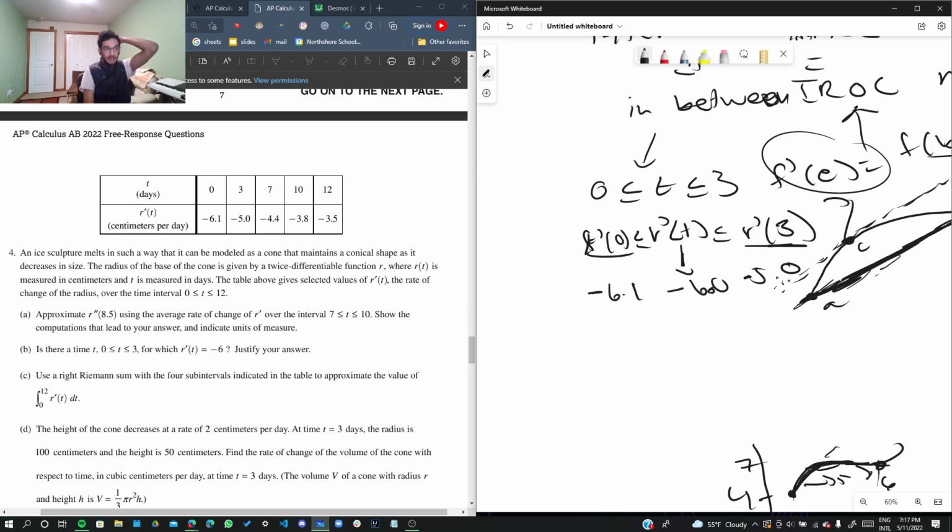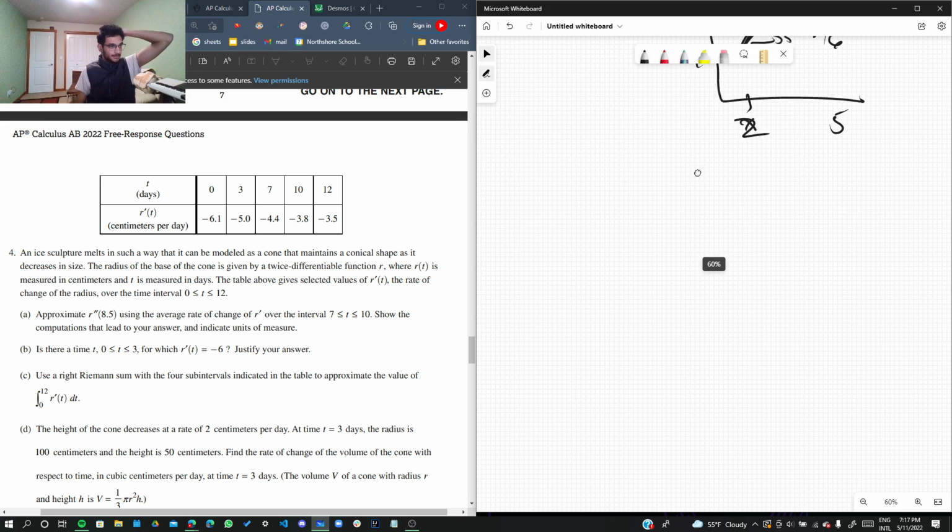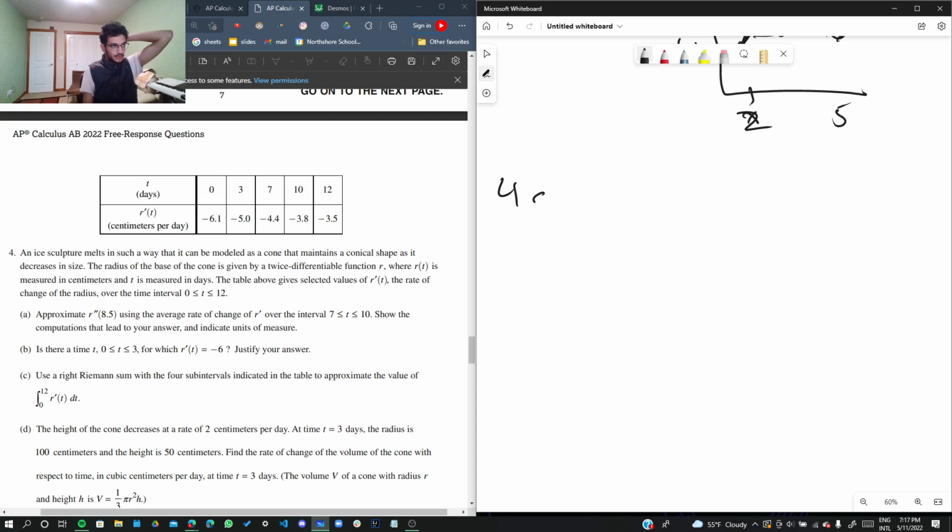So that's why we're going to use the intermediate value theorem to show that negative 6.0 is in between negative 6.1 and negative 5.0 from time 0 to 3. So therefore, this is true. There is going to be a time where r prime of t is equal to negative 6 because of the intermediate value theorem.